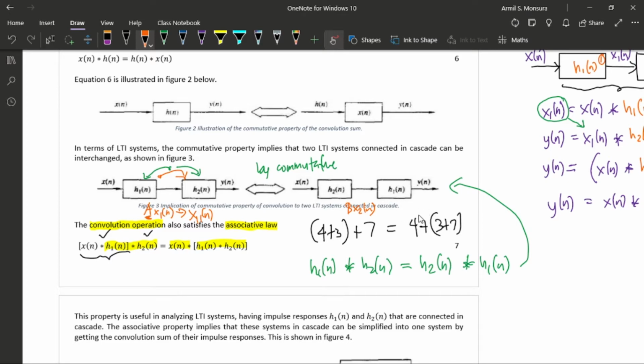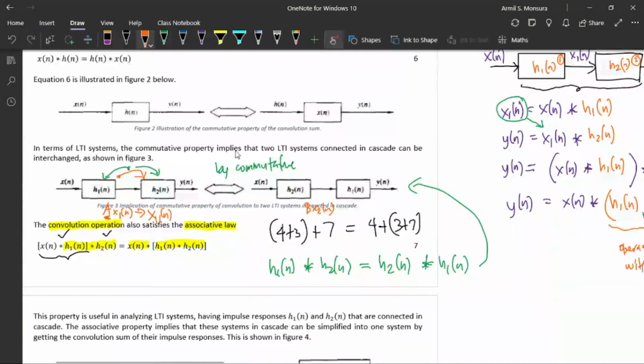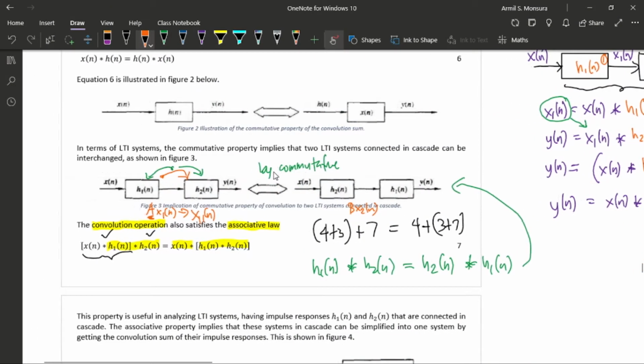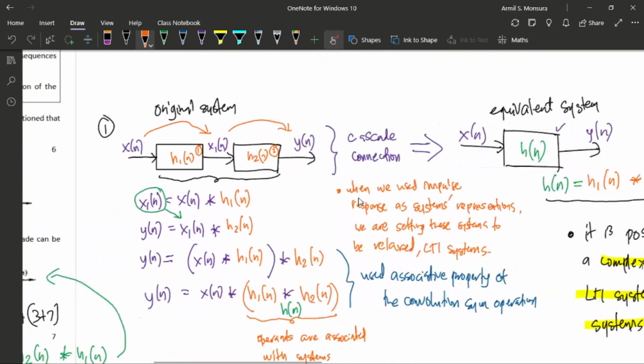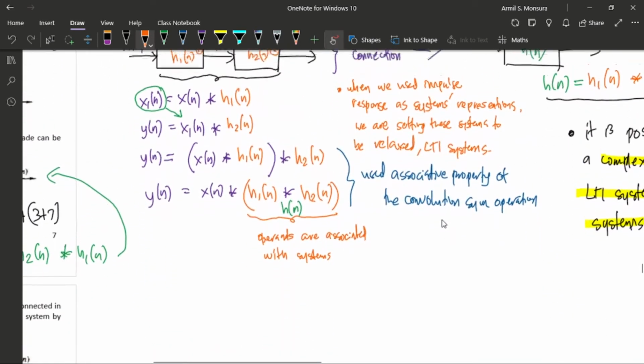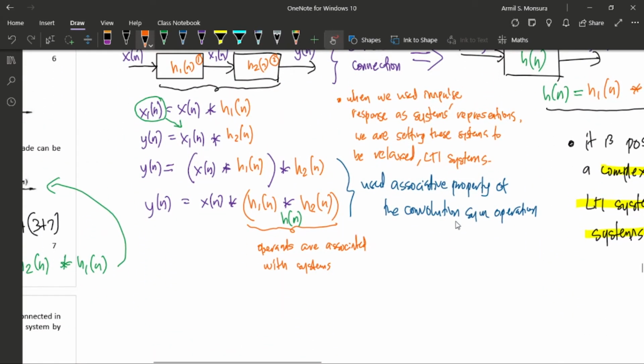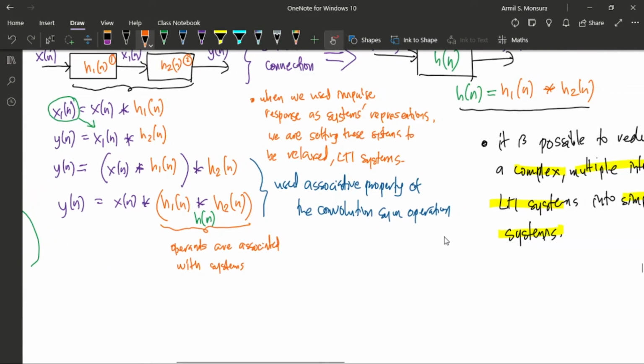So again, the commutative property of your convolution sum allows for rearranging of systems connected in cascade. Okay, so if the associative property can reduce multiple cascaded systems into a single system, okay, suot natin yan.